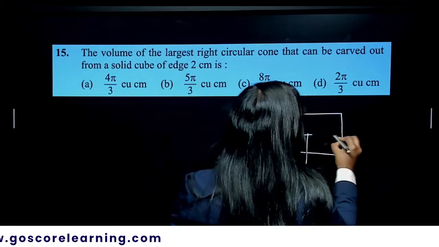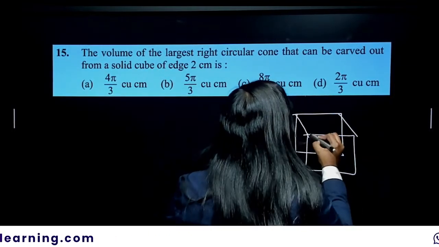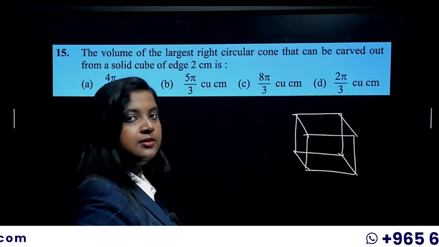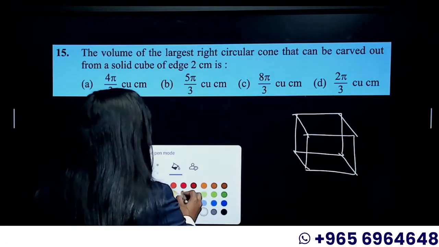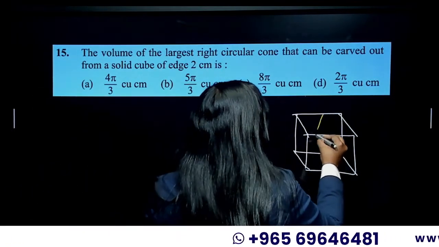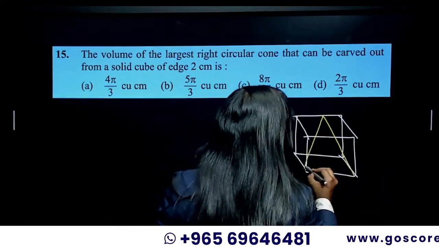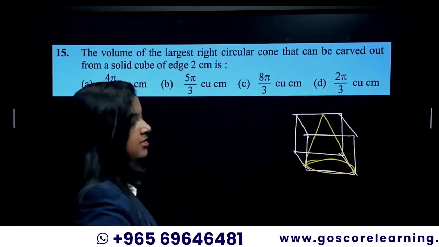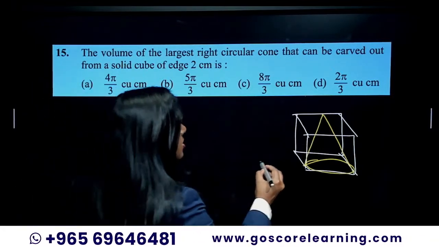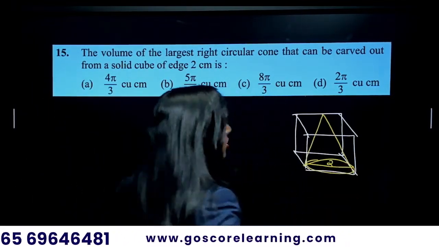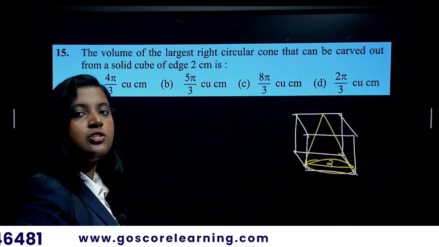And the volume of the largest right circular cone that can be cut out. So here in this case, you have a cone and you have a cube. I have a cube with me and I have to cut out a cone from this. So I have to place a cone inside this basically. Excuse my drawing skills, but yeah, something like this. So what must be the diameter of that cone? It can't be greater than 2, right? It must be equal to 2 or less than 2.